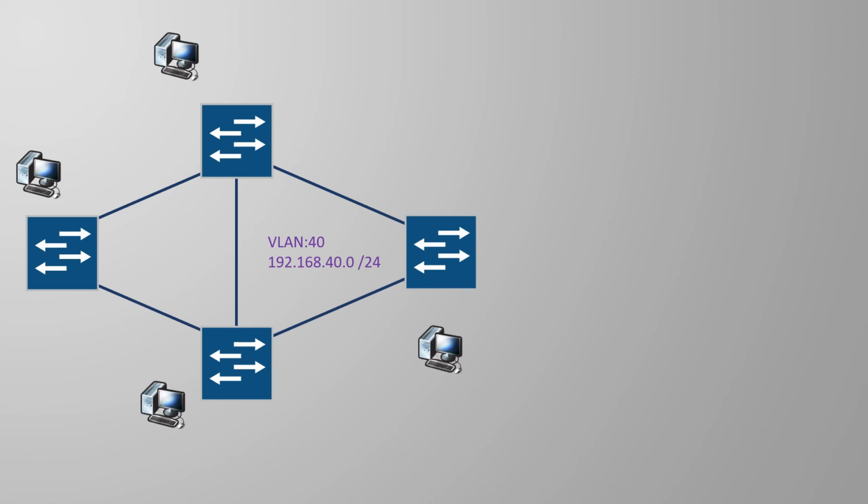We call this a broadcast storm. These frames will continue to loop and duplicate until the switches can't handle any more traffic. At this point, the network grinds to a halt. It's a pretty big problem now, isn't it? This is where SpanningTree Protocol comes in.